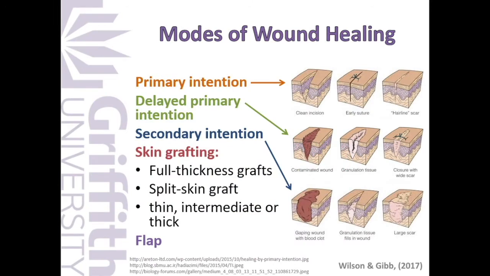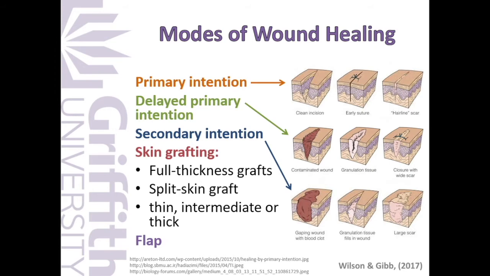Primary intention healing is our first picture, and this is normally a clean surgical wound without or with very little tissue loss. So the edges are normally held together by things such as sutures or staples, strips, or even glue. Under there we have the delayed primary intention healing, and this is when closure of the clean wound, like a surgical wound, is delayed by a few days, and this might be due to bacteria, microbes, or even foreign bodies.